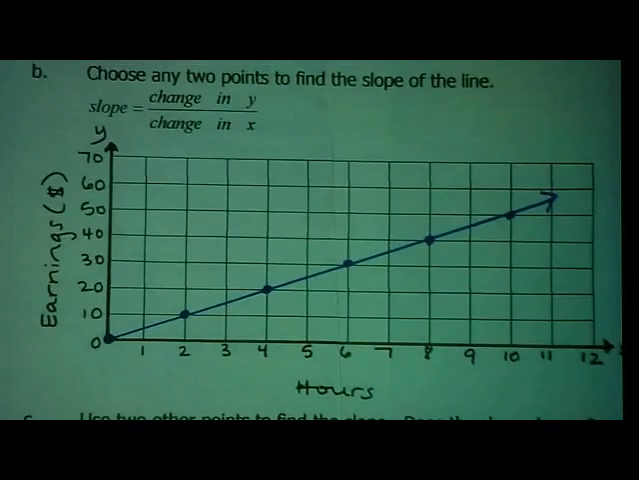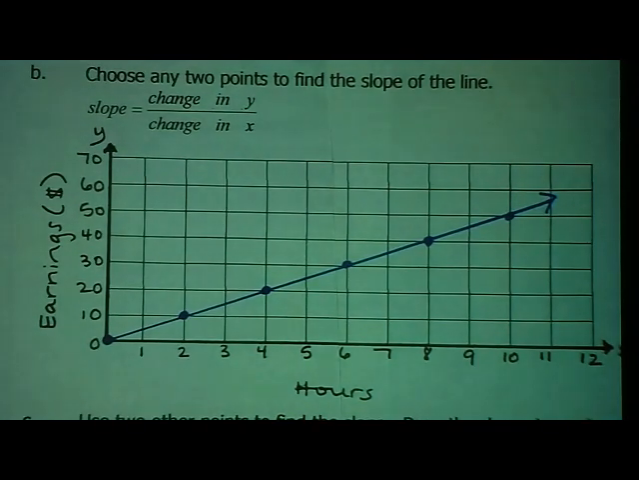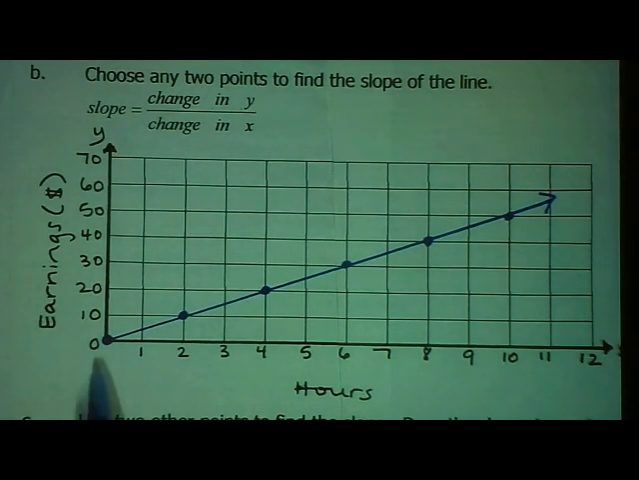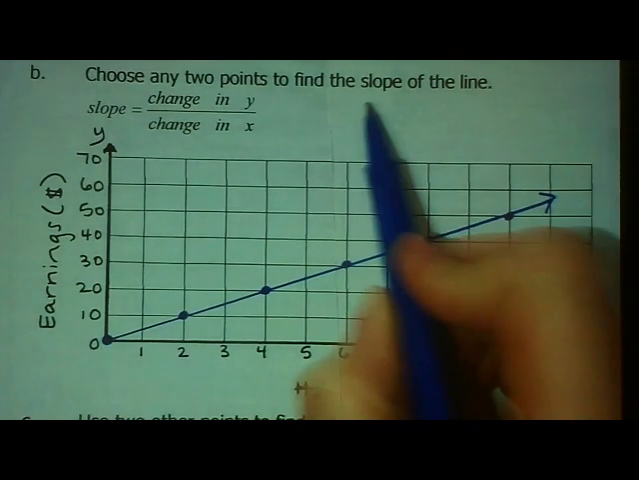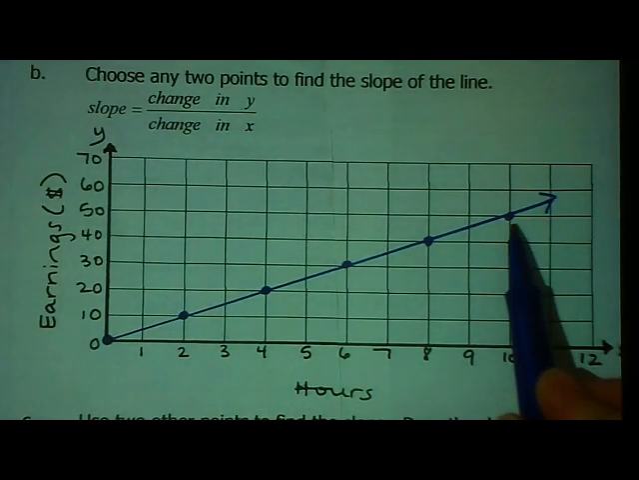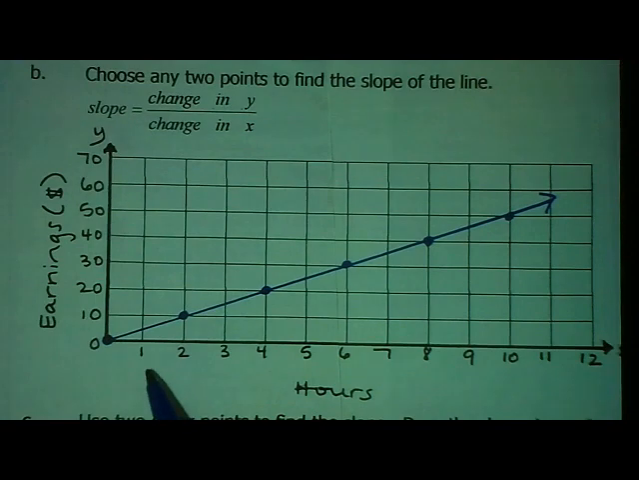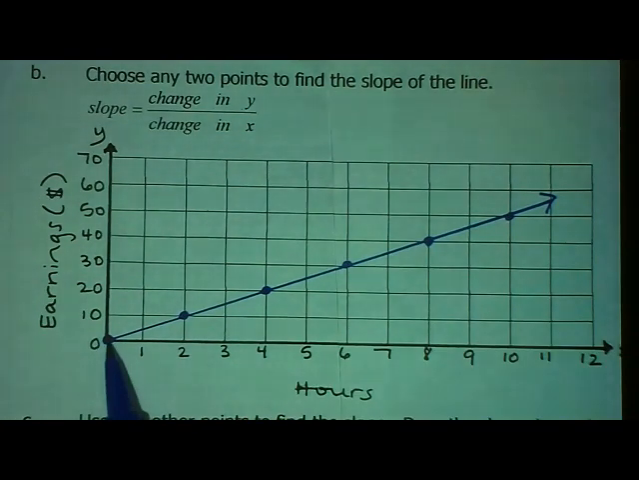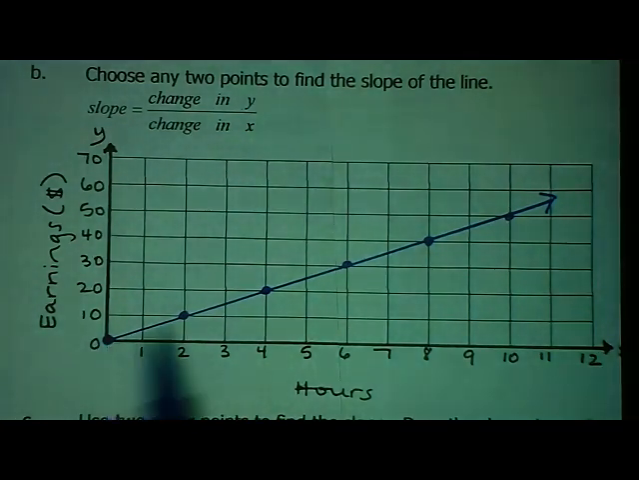Okay, look at what our step B is asking us to do. We're going to choose any 2 points to find the slope of the line. So pick any 2 points. Here's a little tip. Anytime one of your points is (0, 0), you should pick that one. And you could pick the very last point, the very next point. It doesn't matter. I'm going to pick the points (0, 0) and this point (2, 10).